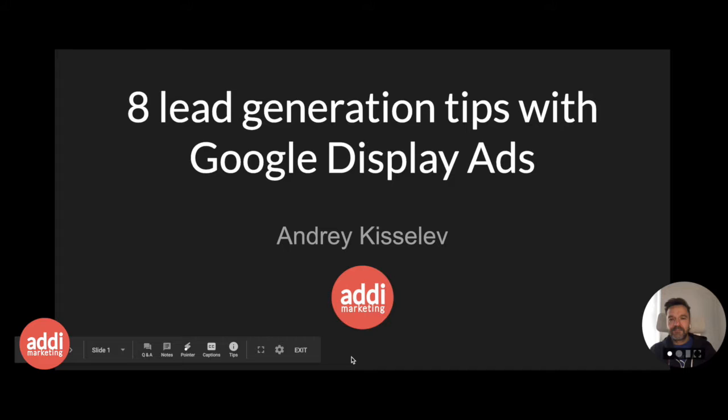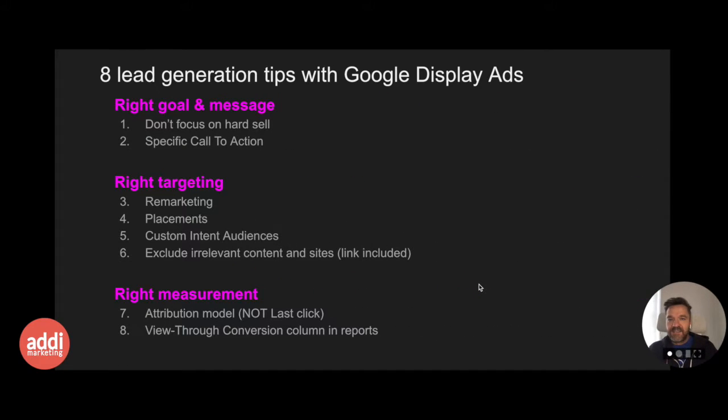Let's look at 8 tips which can help do that. So the tips will fall into 3 buckets. First, you have to use the right message, and the message is determined by the goal of your campaign. Then you have to use the right targeting, and you have to measure conversions correctly, specifically for display ads. So let's look at each tip one by one.